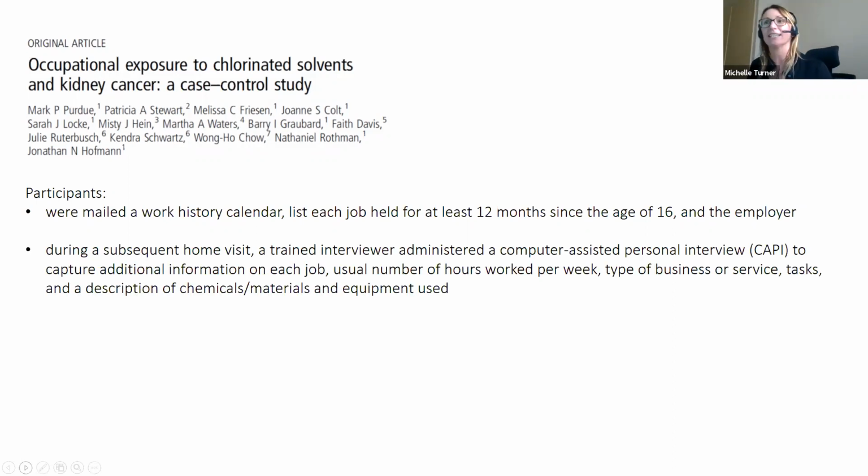Then after that, there was a home visit by a trained interviewer. And so this interviewer asked much more detailed information on each job, including the number of hours worked per week, the type of business it was, the tasks that they had done, and a description of the chemicals and equipment that was used in their job.